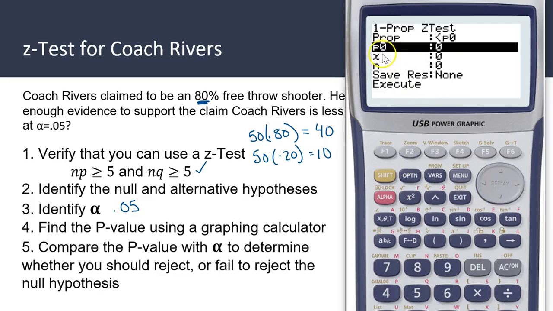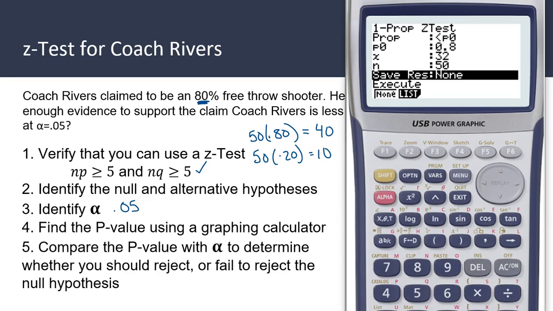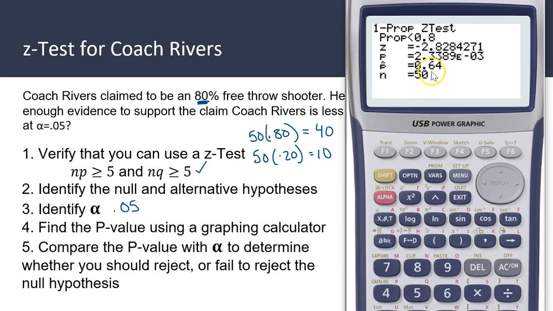This P0 is our proportion, the number that's in our hypotheses, which is 0.8. Okay, X is the number of free throws that Coach made, so he made 32, and N is our sample size of 50. Okay, and so the calculator gives me a z-score, it gives me a p-value, and it calculates for us p-hat, which we already knew was 0.64.